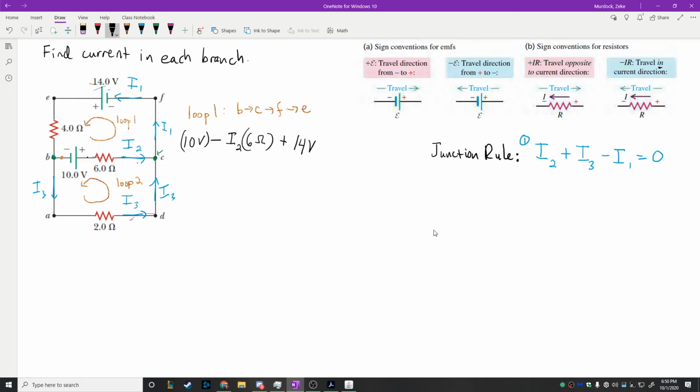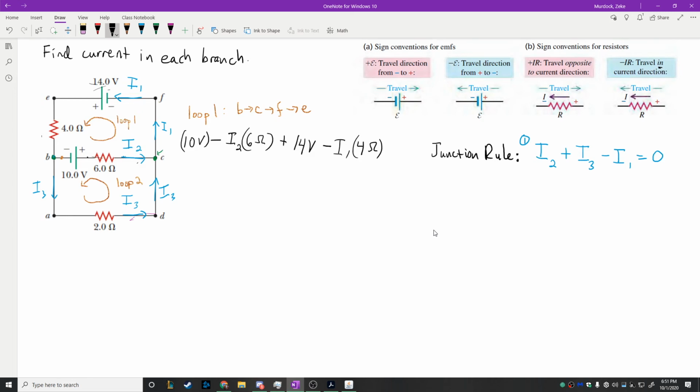Okay, we keep going. Now the current I1 is flowing in the same direction as the loop path. So I'm going to write down I1 multiplied by 4 ohms. Do I put positive or negative right here? Am I going downstream or upstream? It's negative because you're going downstream, basically.